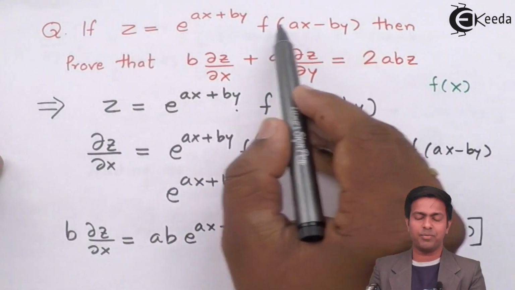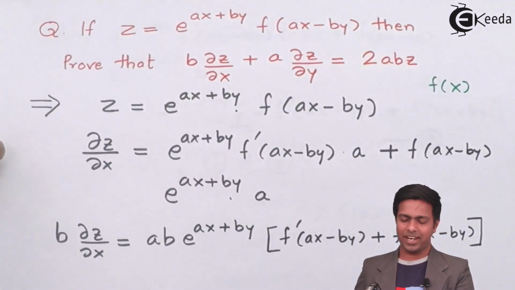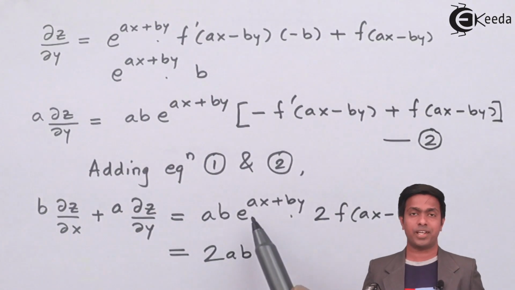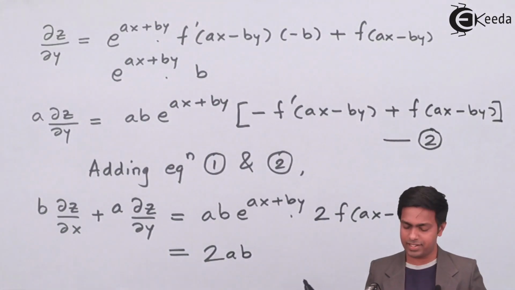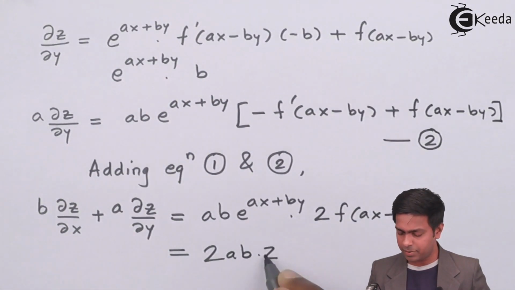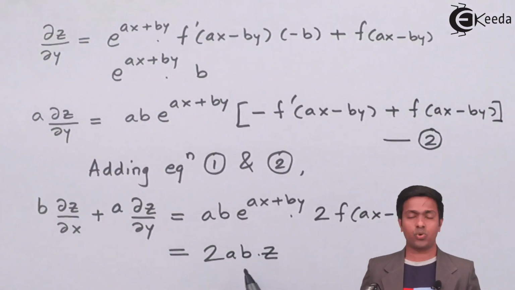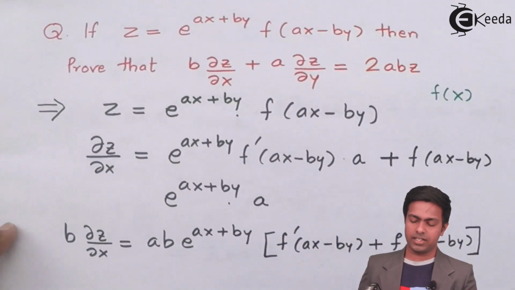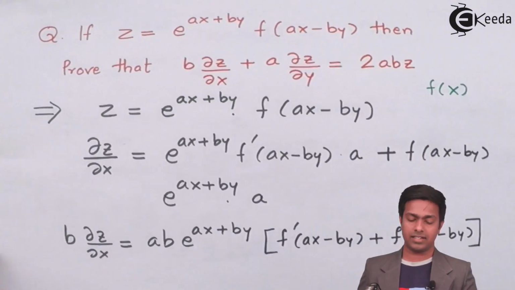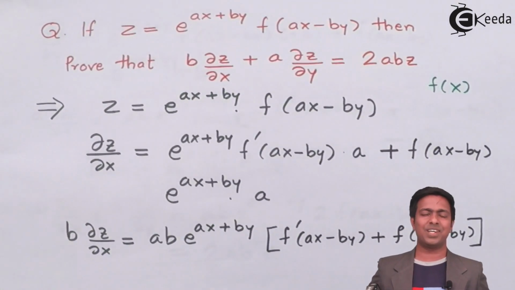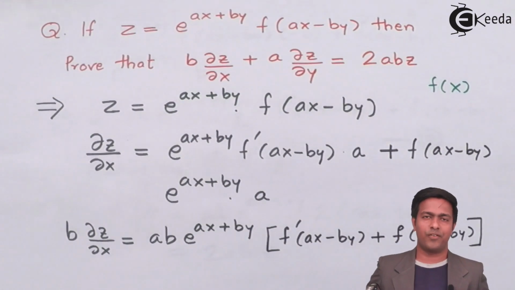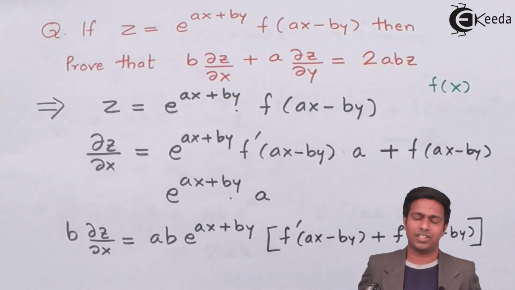So this was the term which was given in the question, so I can replace this e to the power ax plus by f of ax minus by with z, and here I'll say it is nothing but z. So it means we got the value of this LHS as 2abz, and guys, you can see here that that was the required answer. So here we have proved the result by using the rules of first order partial differentiation. Thank you very much.